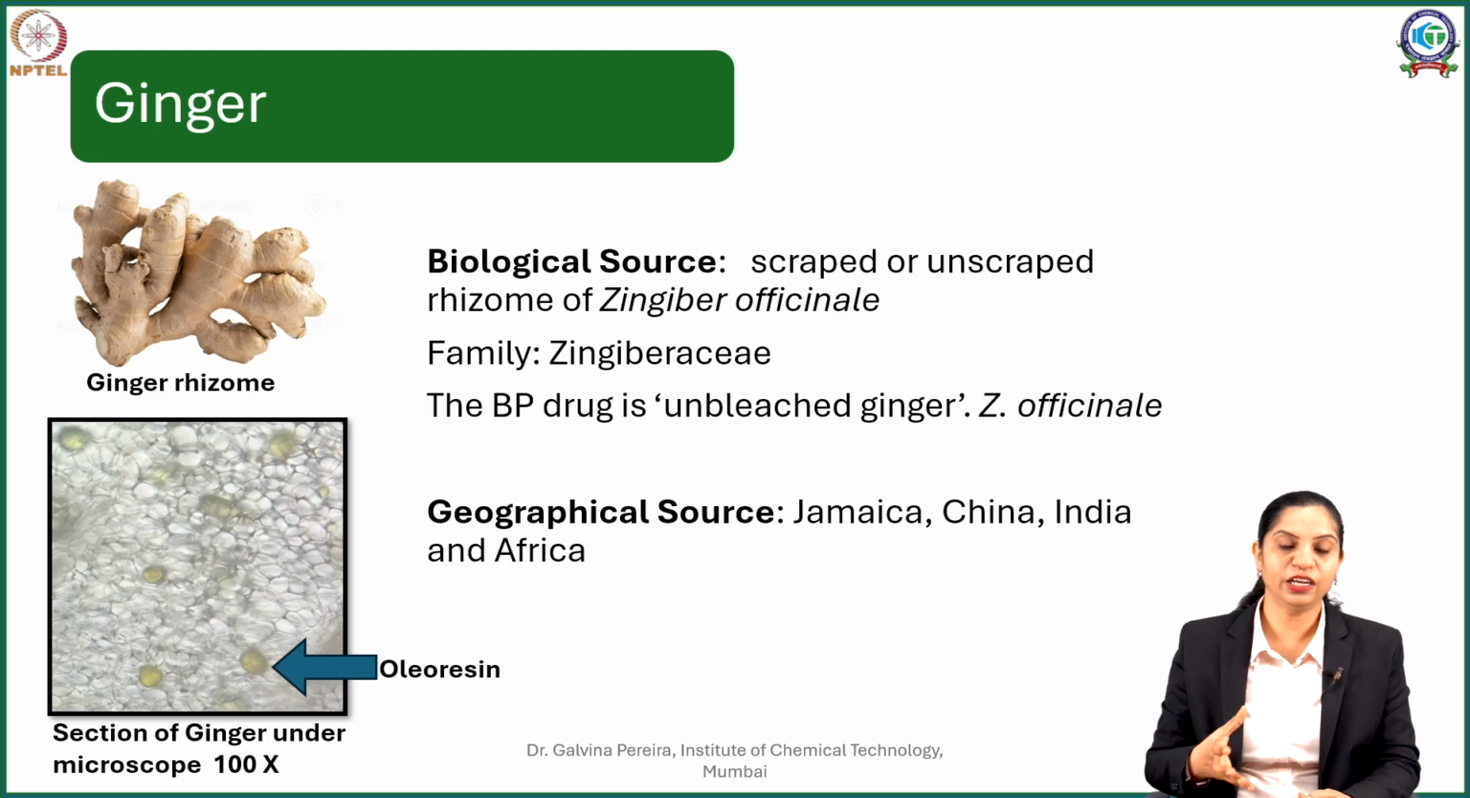In the BP, the unbleached ginger is officially Zingiber officinale, and the plant part of ginger which is used is the rhizome. Geographically, ginger has been cultivated in most tropical to temperate climates. This includes the islands of Jamaica. In the African subcontinent, ginger is abundantly cultivated, as well as in India and China. When you procure ginger from these sources, there are slight differences in the color, shape and morphology of these three gingers.